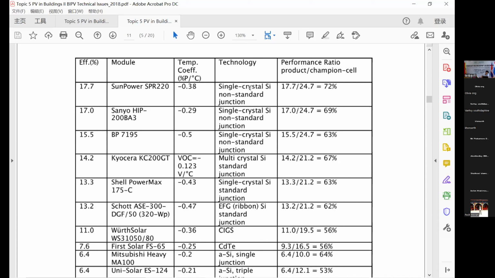And the technology is a single crystalline silicon, non-standard junction. And the performance ratio is the production divided by the champion cell. Champion cell means the cell with the highest power conversion efficiency with the same structure and material, which is about 72. I believe the champion cell is normally not commercialized, but it's a kind of research solar cell in the lab.